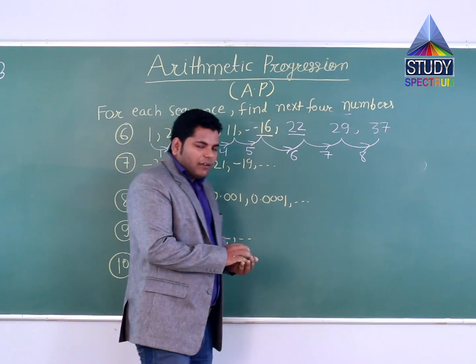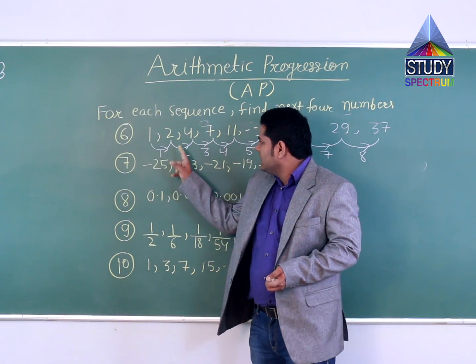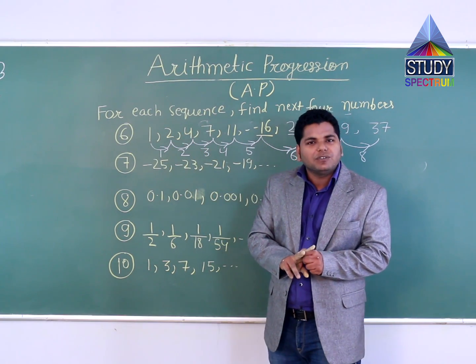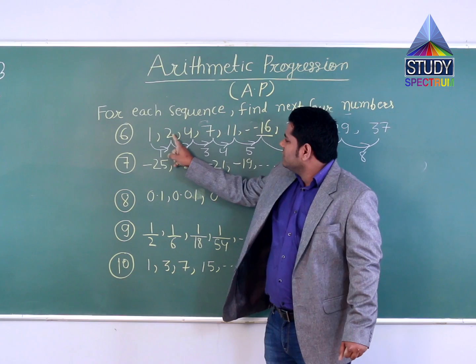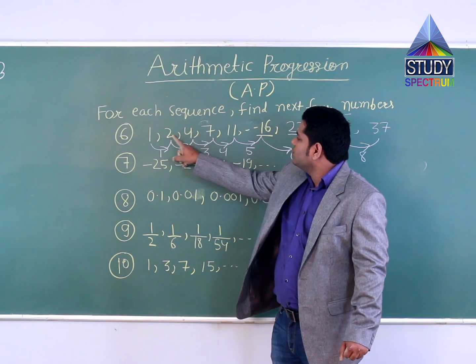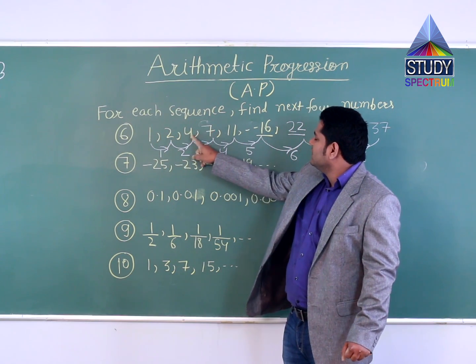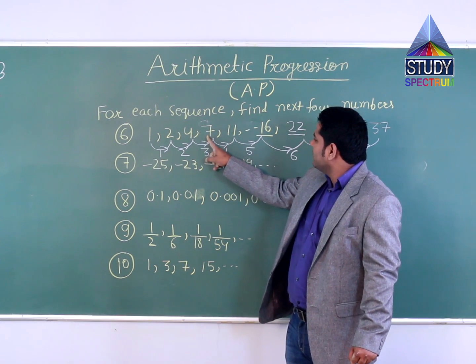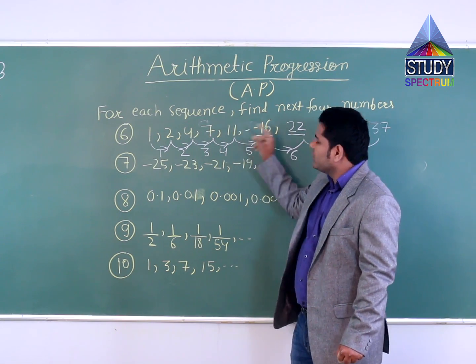So first of all, we have analyzed the pattern. We observed each number and tried to find a relation between two consecutive numbers. We found 2 is 1 more than 1, 4 is 2 more than the preceding term, 7 is 3 more than 4, 11 is 4 more than 7, so the next term will be 5 more than 11.